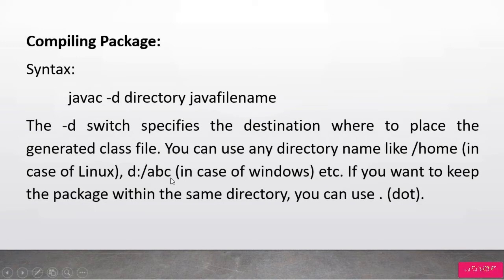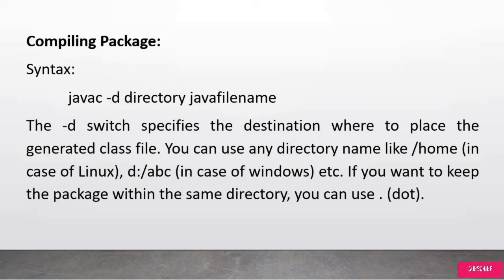And if you want to keep the generated dot class file in the same working directory, then you can use a dot in the place of the directory. In the place of the complete path, you can use a dot when you want to place your dot class file in the same working directory.